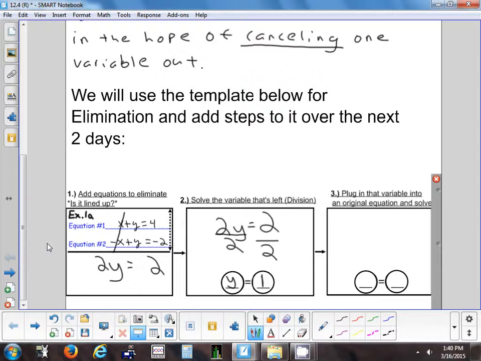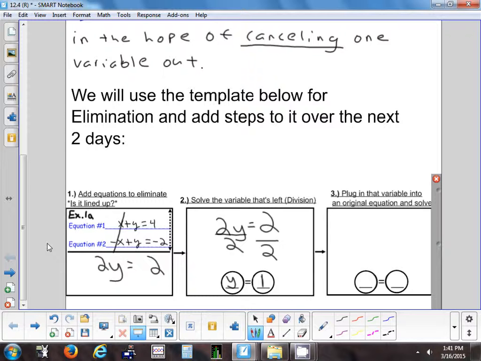Now, we're going to plug that variable we just solved for into an original equation, either equation 1 or equation 2, and we're just going to solve. Exactly like we did last week when we did substitution. But remember last week we had to take that big chunk of information, which might have been a number and a variable, and it's taking the place of this letter.